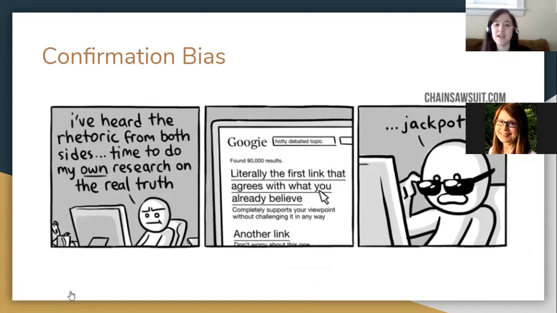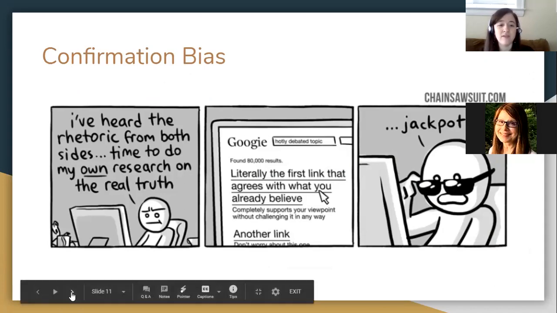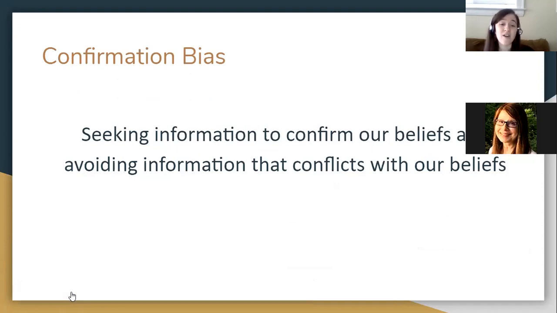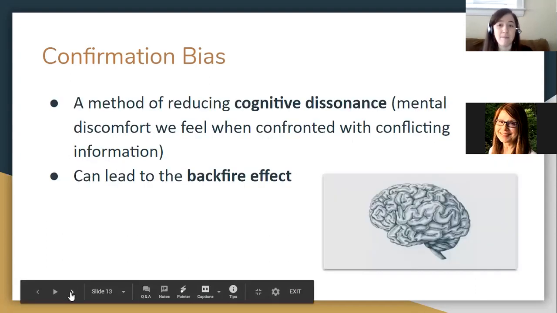Confirmation bias is seeking information to confirm our beliefs and also avoiding information that conflicts with our beliefs. And we all do this. We do this on our social media platforms. We do this when we search in Google. We do this when we're talking with others. We want to go towards things that help us feel like our beliefs are valid and that we are smart and we are consistent people. And then we avoid things that make us feel the opposite, like maybe we were wrong and we are not consistent. Those sorts of things we kind of turn away from.